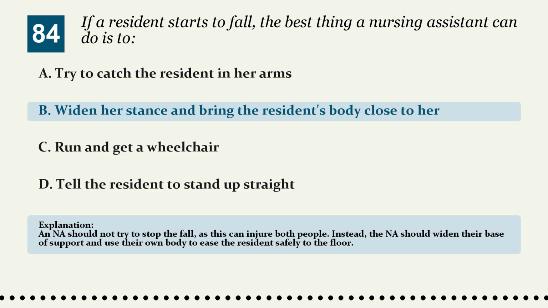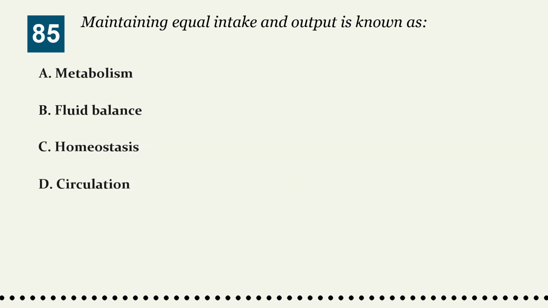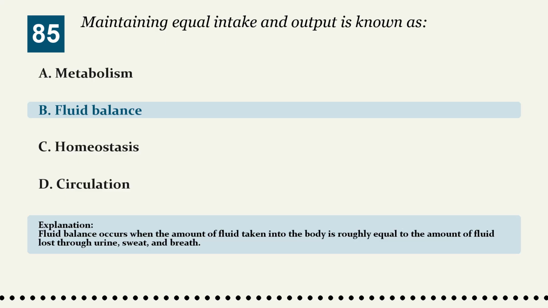Question 85. Maintaining equal intake and output is known as: Option A, metabolism. Option B, fluid balance. Option C, homeostasis. Option D, circulation. The correct answer is option B, fluid balance. Fluid balance occurs when the amount of fluid taken into the body is roughly equal to the amount of fluid lost through urine, sweat, and breath.